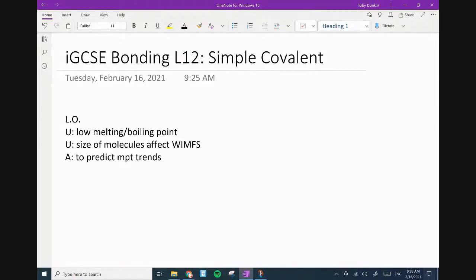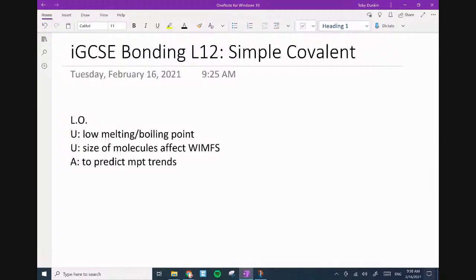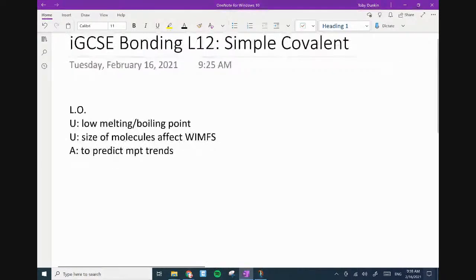So 3 learning objectives. Number 1, understand the low melting point and boiling point of simple covalent. Number 2, understand the size of molecules affect WIMFs. And the last one is, be able to predict melting point and boiling point trends.